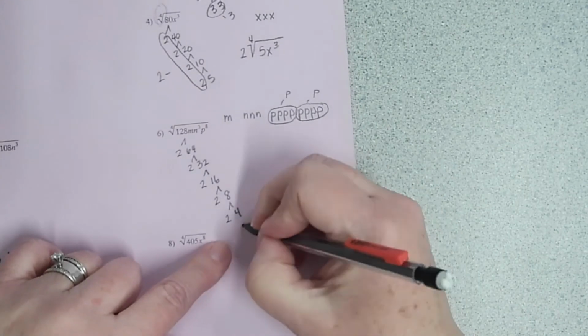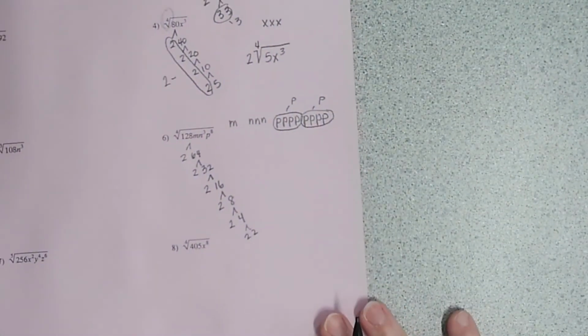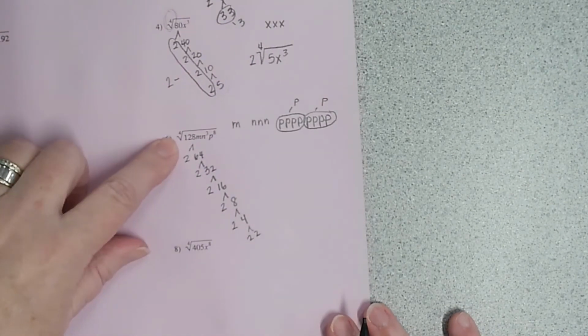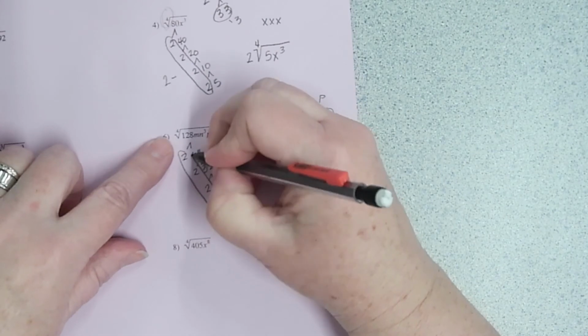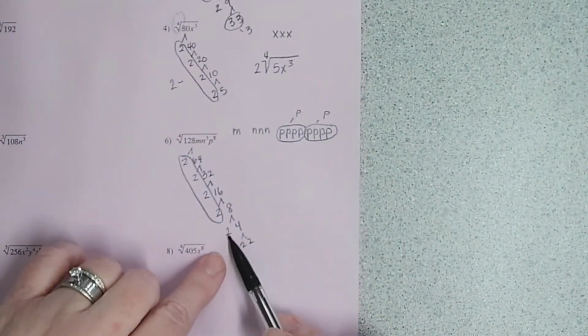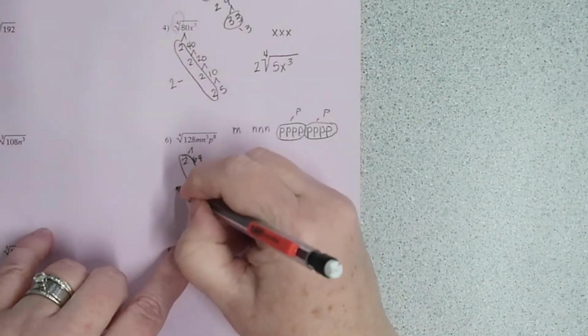Wait, 2 goes in 4. 2 and 2. Sorry, I was talking faster than I was writing. Sorry about that. Okay, so again, fourth root. 1, 2, 3, 4. And then we have 1, 2, 3. So those are our leftovers, okay? So we know that this is 2.